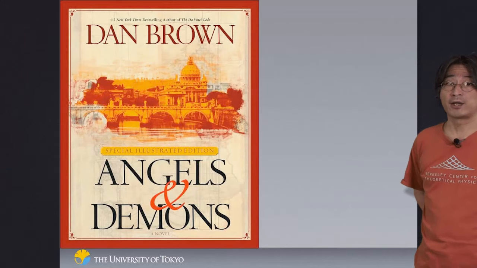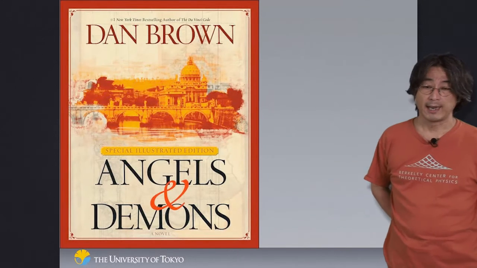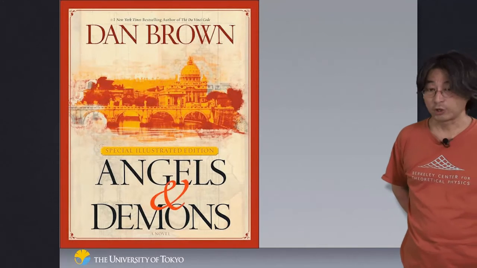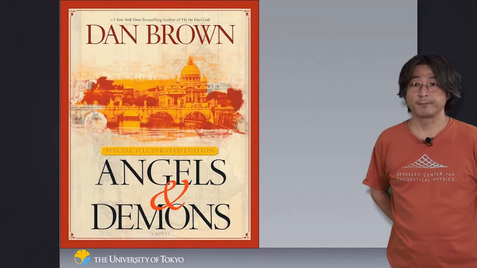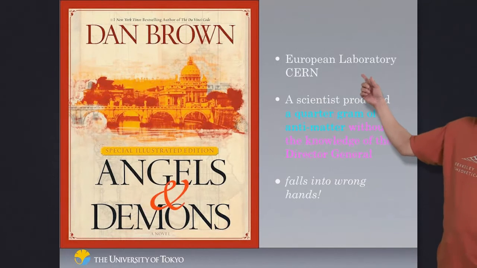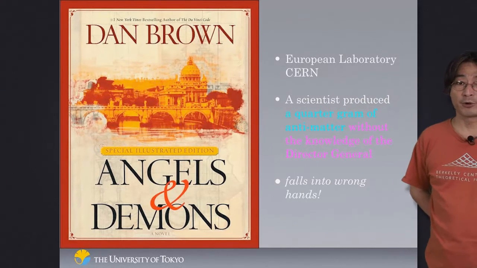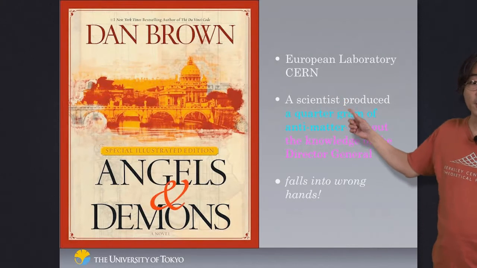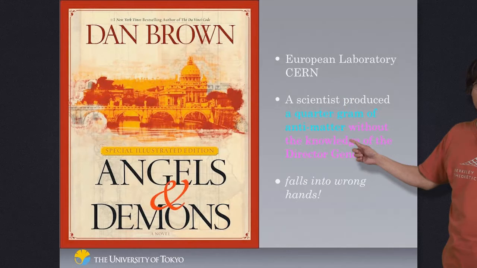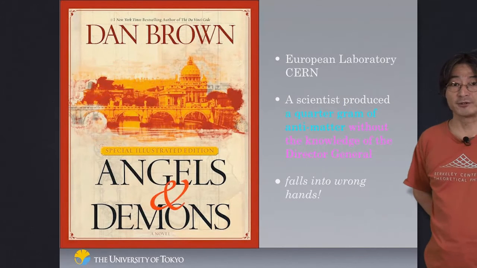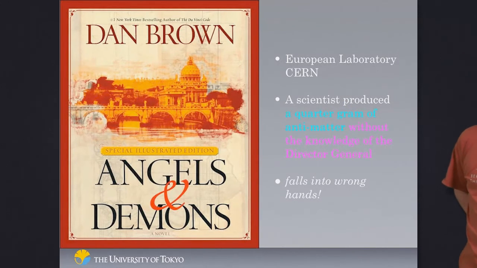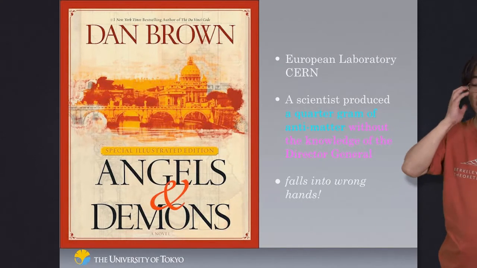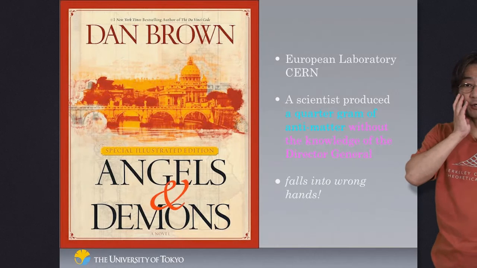In a novel by Dan Brown, Angels and Demons, which also became a Hollywood movie starring Tom Hanks, the antimatter shows up. This antimatter had apparently been produced at the European laboratory CERN, where the LHC is running. A scientist, according to the novel, produced 1/4 gram of antimatter without the knowledge of the Director General. And this amount of antimatter falls into the wrong hands, and some people get threatened using antimatter as a weapon. And that, of course, doesn't sound very good.